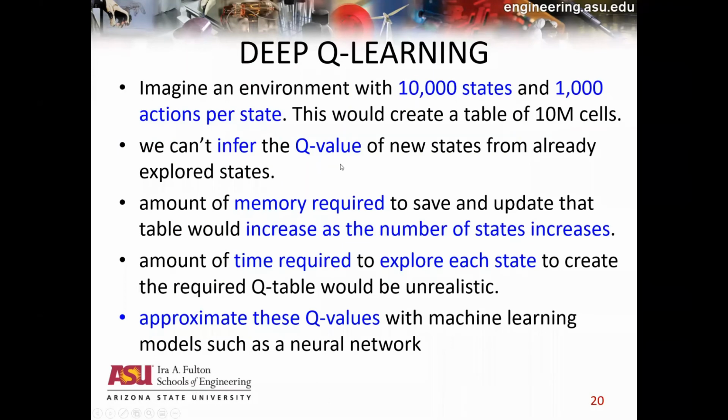But there is a problem with this Q-learning approach. If you have an environment with, say, 10,000 states and there are multiple actions per state, then you'll need a lot of memory to represent this state space information. And it is a very slow and time-consuming process to explore these states and create a table which you use to come up with the optimal policy. So it is better to use machine learning to approximate the Q values.